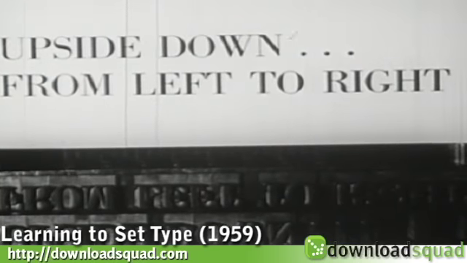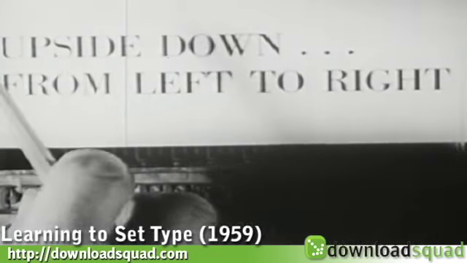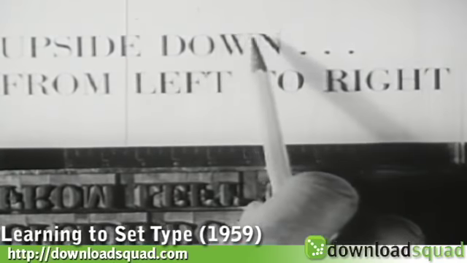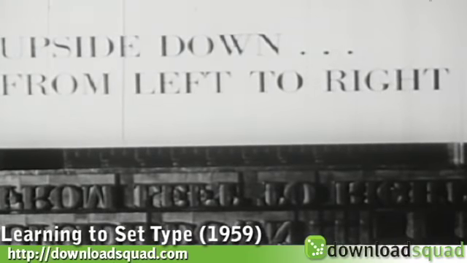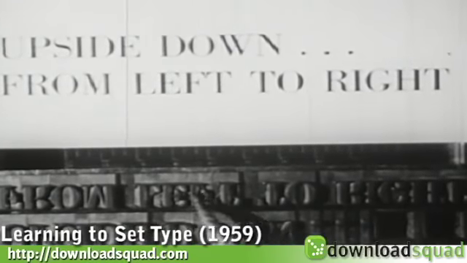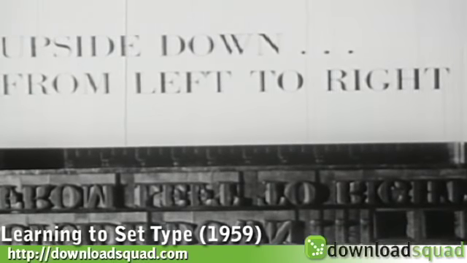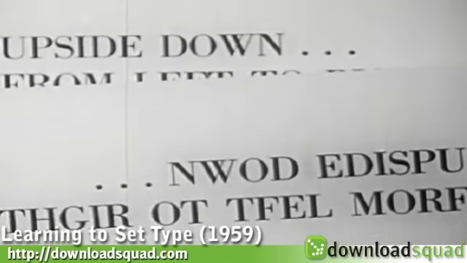Type is always set upside down, from left to right. Upside down means the tops of the letters are toward you in the stick. And just as this printing is read from left to right, so is the type. If you don't follow this rule, your words will print backwards.